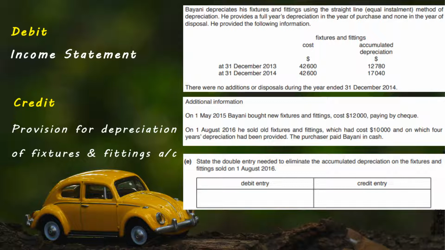So in the debit entry, we would have income statement. On the credit entry, we would have provision for depreciation. That's it. This question is done.